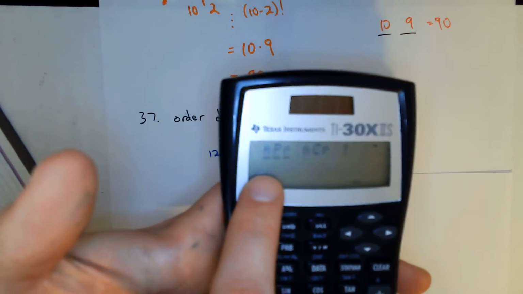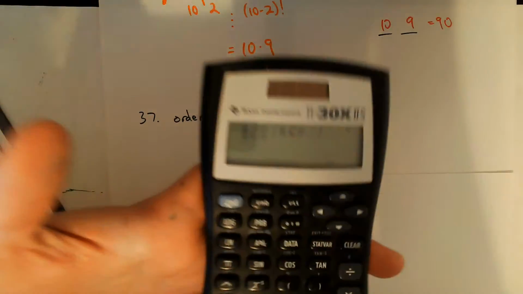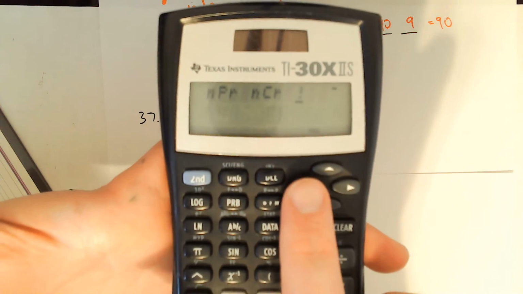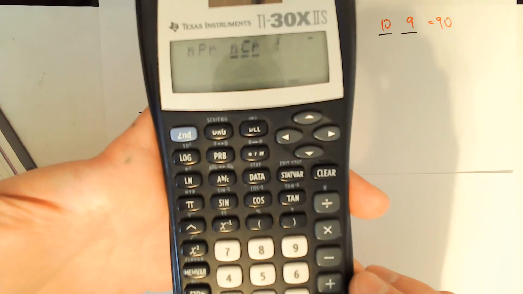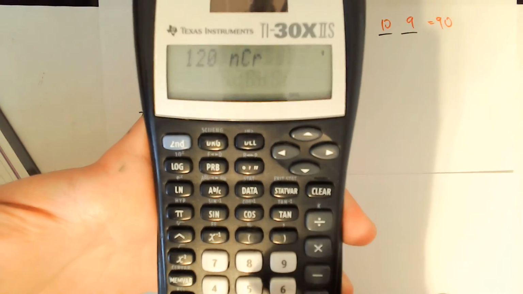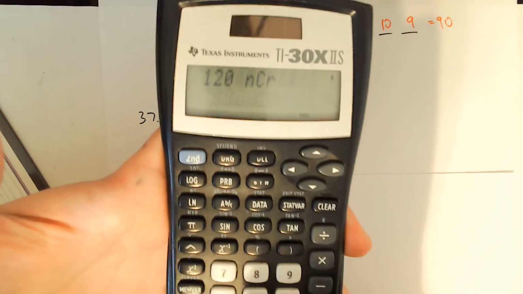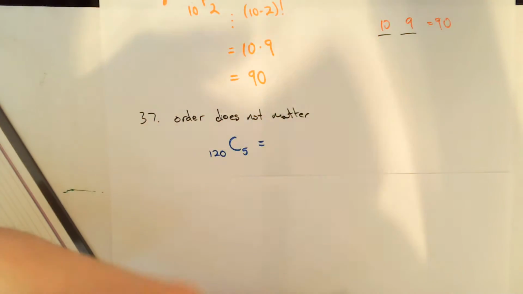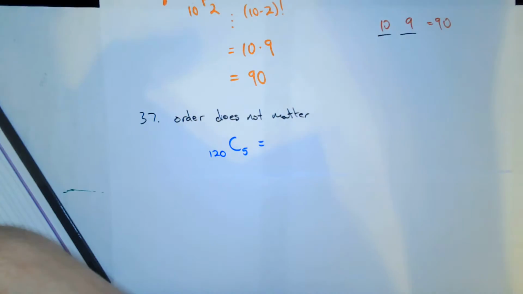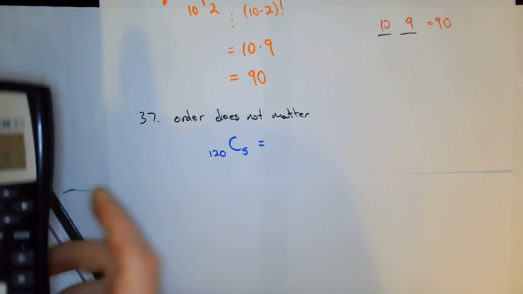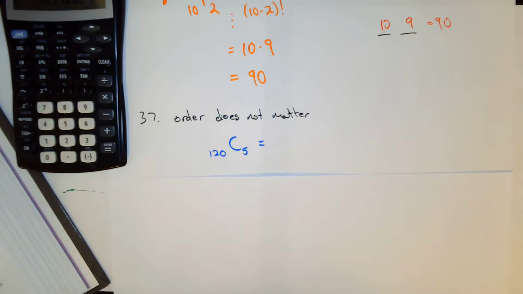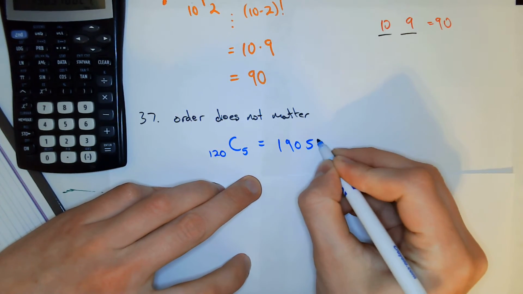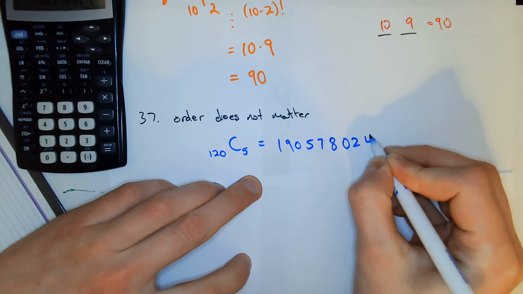Can you see that with that light? NPR, and I want NCR. Oh, look, there's also just a plain old factorial. Okay, so I want NCR, then we hit equal, and then it lets me type the second number, so 120 is the N, and then the R is 5, and it calculates it for me without me having to actually write it out. So I'm getting 190578024.